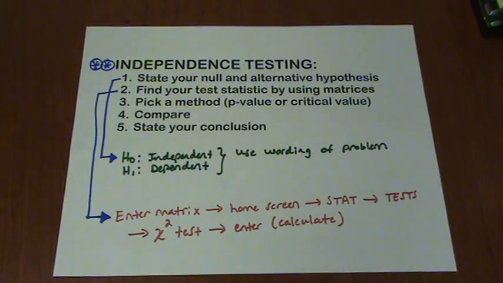State your null and your alternative. Find your test statistic by using matrices. Again, see calculator steps on how to do that. Pick a method. You can do p-value or critical value here. Compare, and then state your conclusion.